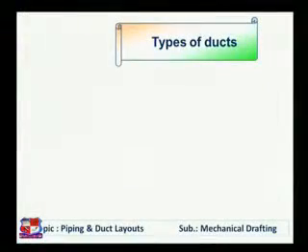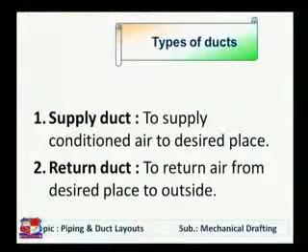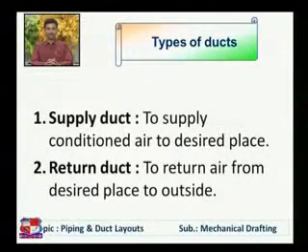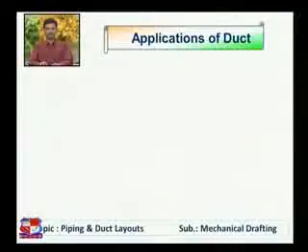Now types of duct. How many types of ducts are used in industry? There are 2 types of ducts, supply ducts and return ducts. Supply duct is used to supply conditioned air to the desired place, means from air conditioner to room, and return duct is used to return air from the desired place to the outside area. So from return duct hot air goes outside back to the environment, and supply duct provides cold air from the air conditioner to our room or desired place.